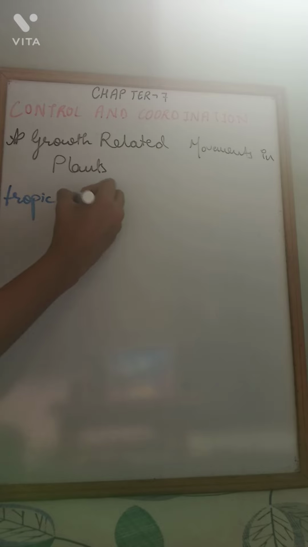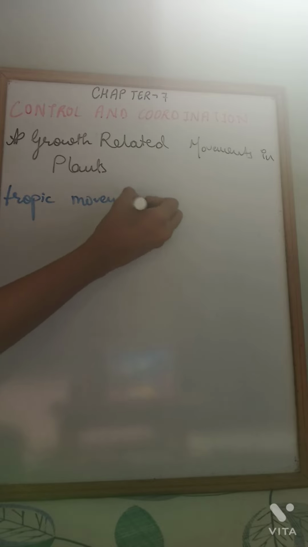Now let us understand the growth related movements in plants. The movements which are growth related are called tropic movements. These occur in response to environmental stimuli, and the direction of response is dependent on the direction of the stimulus. Some examples we are taking for tropic movements.